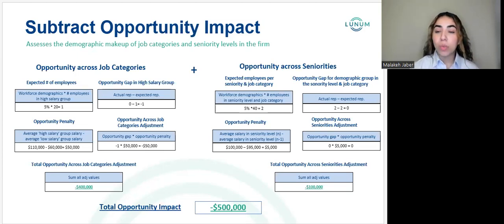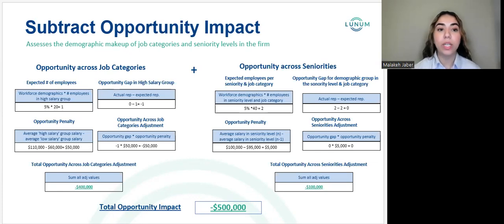So let's cross-reference what's expected to what's actually happening at the firm. The next step is to calculate the opportunity gap in the high salary group. So we take the actual representation. Unfortunately, for company ABC, there are 0 employees, Black females specifically, in that high salary group. And we subtract that from the expected representation that we just calculated, that 1. The difference of those two gives us a figure of negative 1.